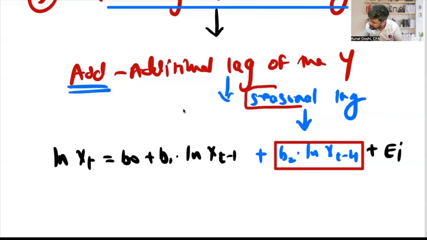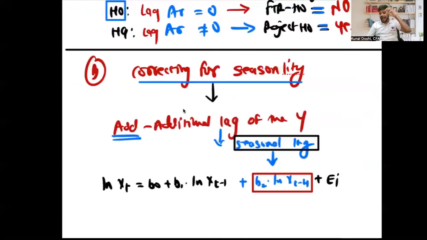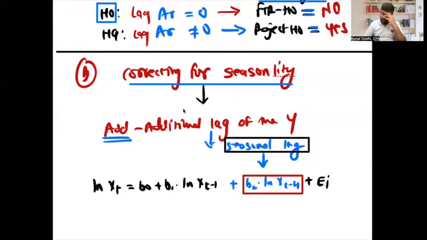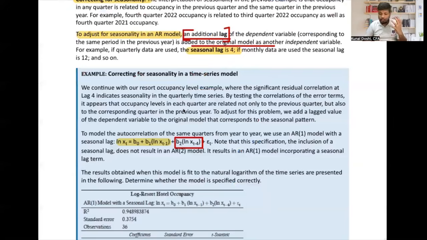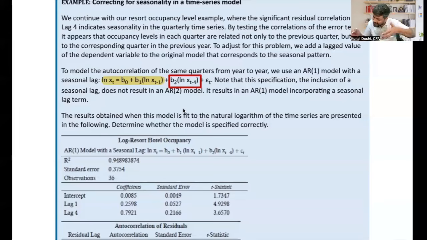This is called my seasonal lag. That was added, so now I can use the model. First, I detected that there is a seasonal lag and we added something into the model. Now, guys, by doing so, it's still an AR model only. See here, so what we did, we added to the model.